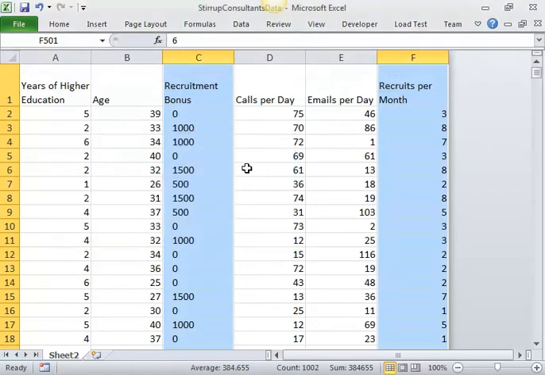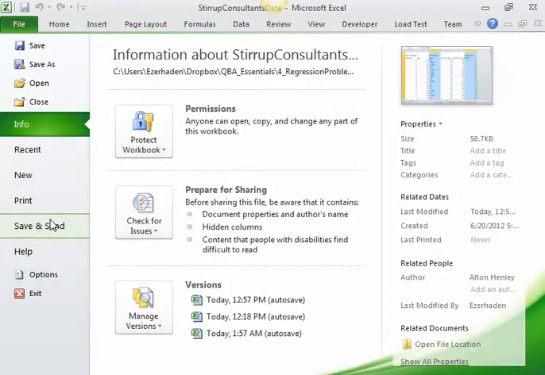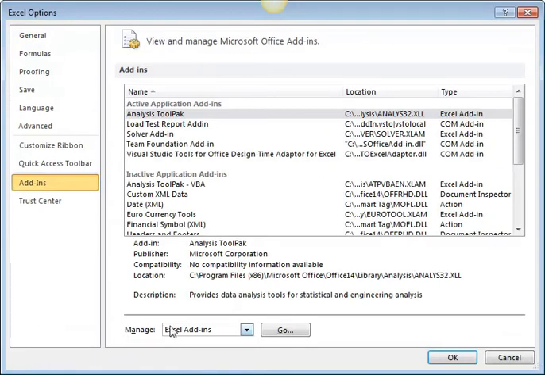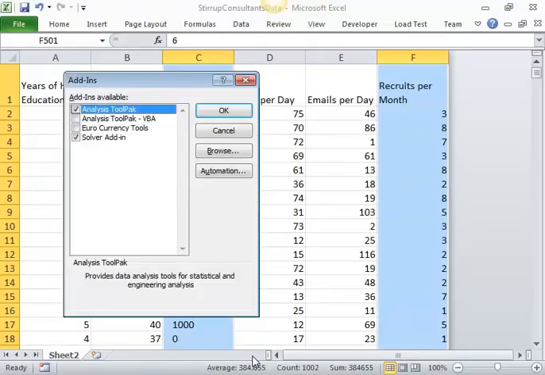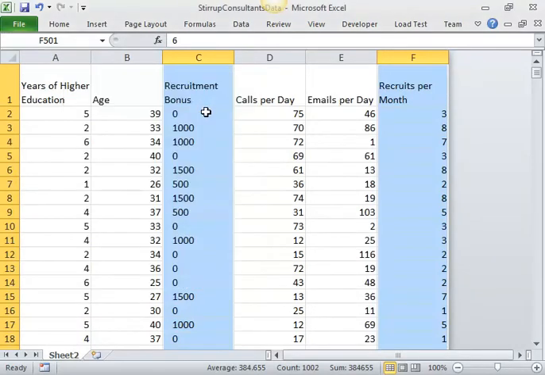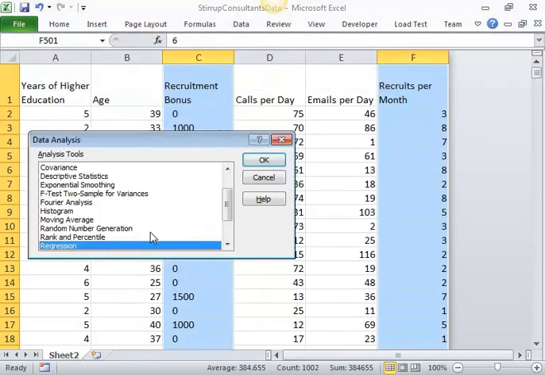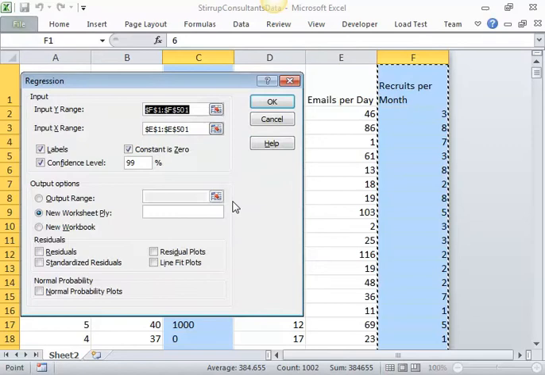If you don't have Data Analysis there, I have Excel 2010, you're going to go to File, Options, Add-ins. At the bottom of Add-ins, it says Manage Excel Add-ins. You're going to hit Go, and you're going to check the Analysis ToolPak and the Solver Add-in if you haven't checked them already. All right, so we want to go to Data, Data Analysis, scroll down the list, you get to Regression, and click OK.